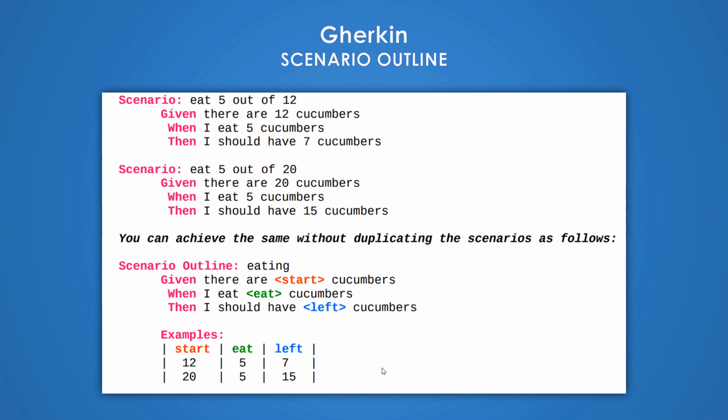Instead of copying the same scenario multiple times, I can collapse the 2 scenarios into a single scenario outline. Note the data table specified with the keyword examples, and how the table column headers are referred from steps. When you run a scenario outline, it executes the scenario for each row in the data table.